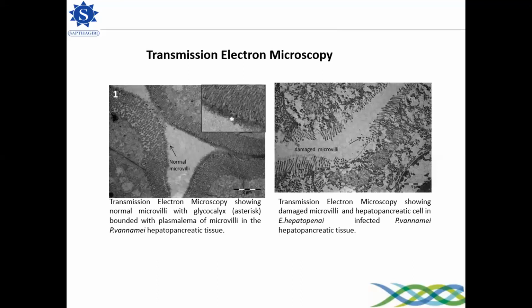So in EHP infection, all the microvilli are getting sloughed off. Eventually, the cells are also getting sloughed. The microvilli are the main important structure for absorption of nutrients. So once EHP infects, all the basic absorption structure is getting sloughed off. The absorption is not happening, and the animal gets loose shell or white gut.